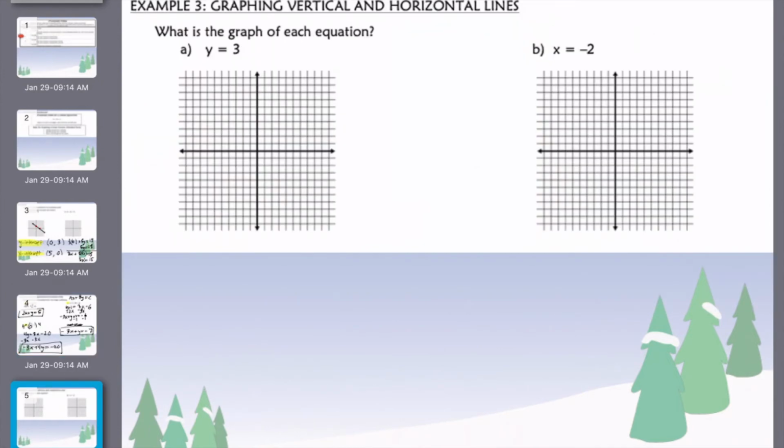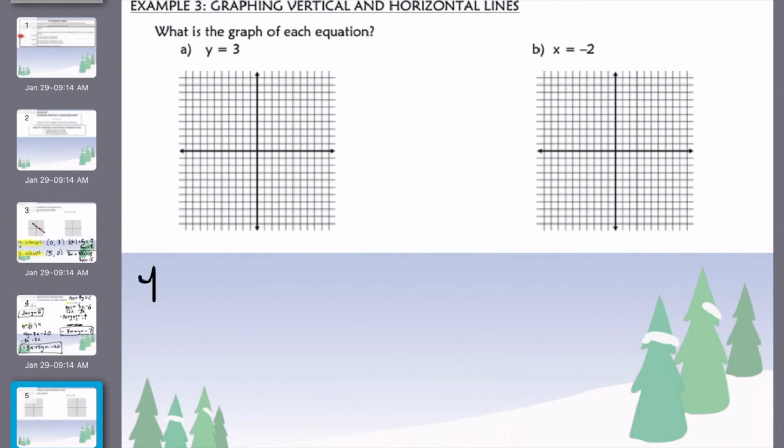So, graphing vertical and horizontal lines. What is the graph of each equation? This is a little bit different than standard form, but it still relates to our intercepts. So in our first equation, y equals 3. Now, when they say that y equals 3, that leads me to think my y-intercept must be at the point 0, 3.